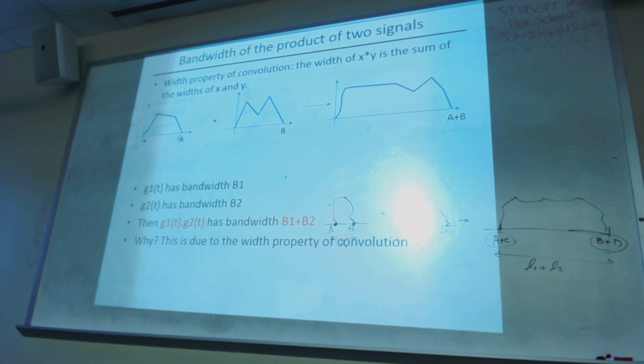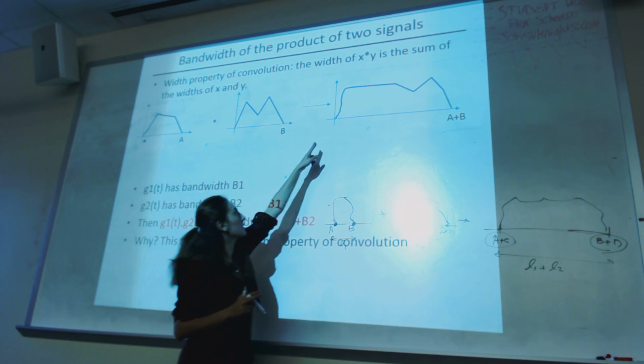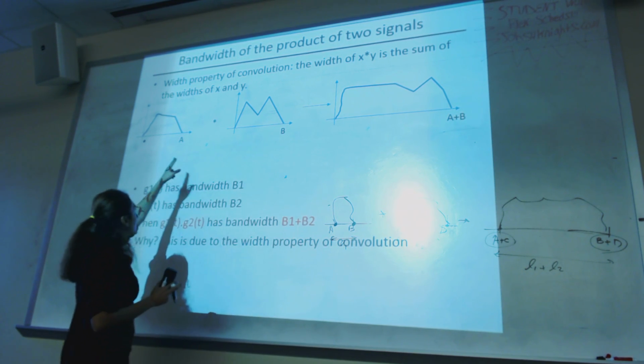So therefore, in this case, if I start from 0 to A and the other one is 0 to B, when I convolve them, I get 0 plus 0, so it starts at 0, then ends at A plus B.